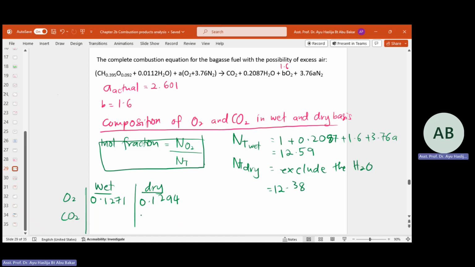Untuk CO2, 0.08 apa? Betul. Wet 0.08 betul. Kalau 4 decimal point 0.0794, kan?